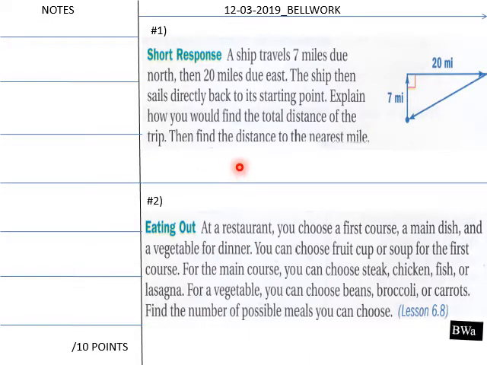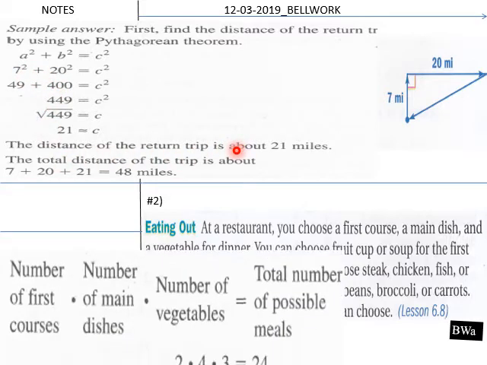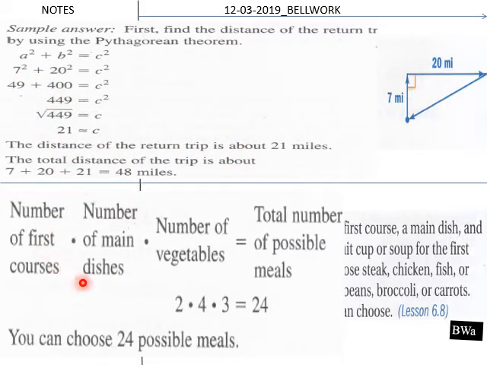Okay, our solutions for today's bell work. Here is your hypotenuse here. 21 equals C equals that here, after figuring this in. And then down here, number of firsts, number of mains, number of veggies, total number of possibles. So there's 24 possible meals here. Number of firsts, number of mains, number of veggies. So you just multiply them together and you get 24 for that. Kind of a trick question.